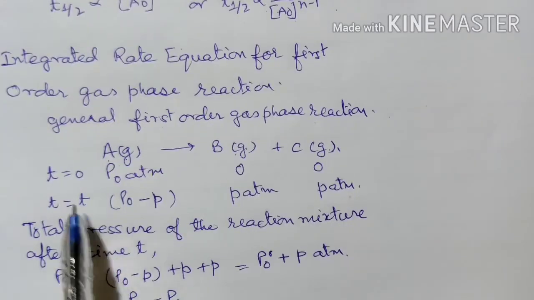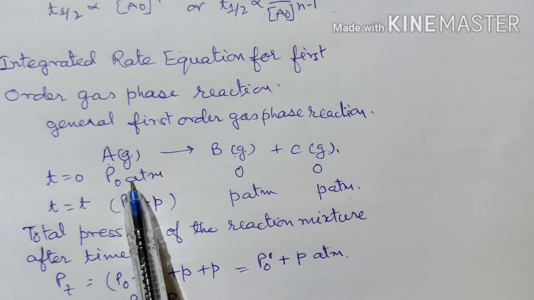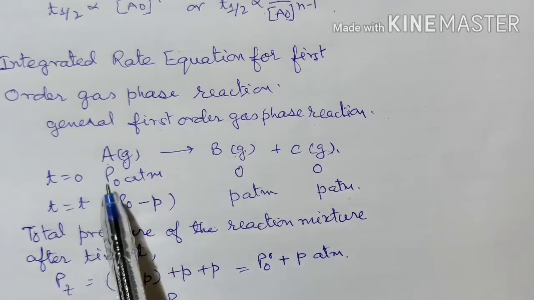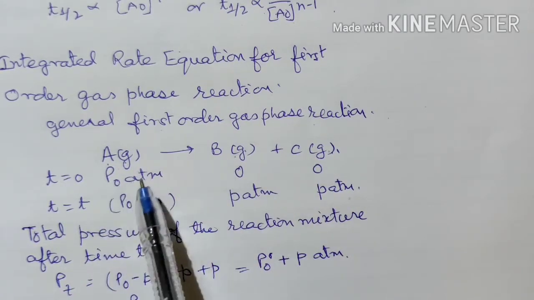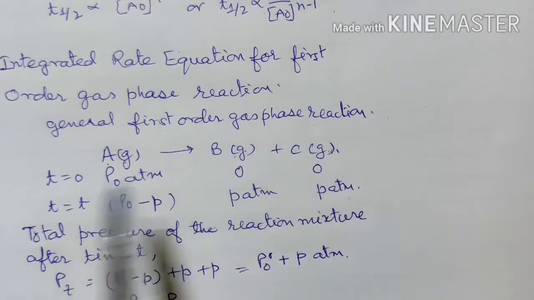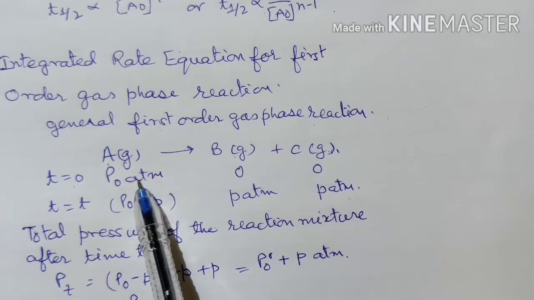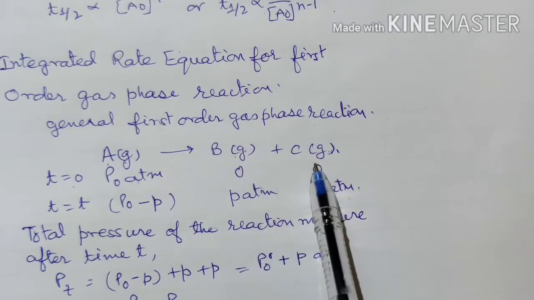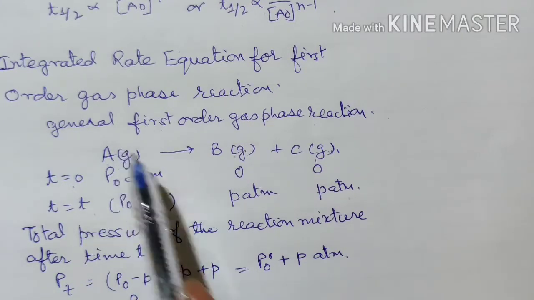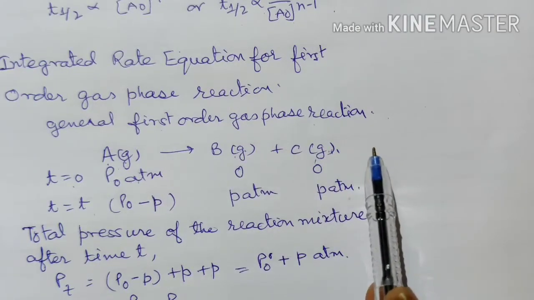Then we can write, when t is equal to 0, the pressure of A is represented by P0, and there is no pressure for B and C because at time t equal to 0 the reaction has not yet started, so the pressure of B and C is 0. I am repeating: at t equal to 0, the pressure of A is P0 in atmosphere and the pressure of B and C is 0. Now we put t is equal to t. Then some part of A will decompose and form the two products B and C.